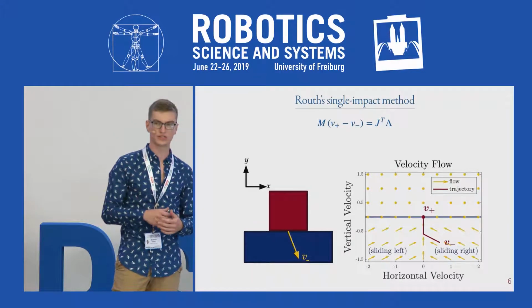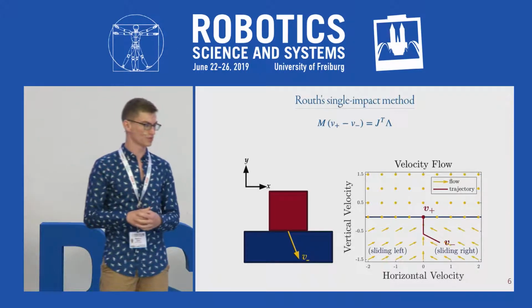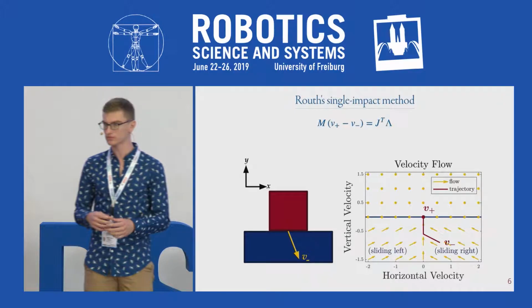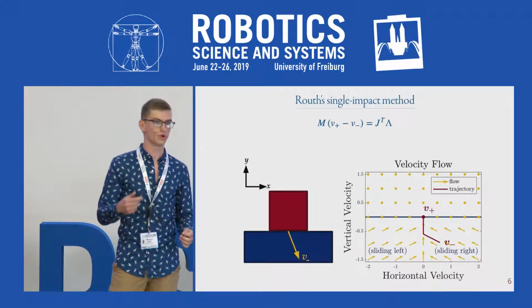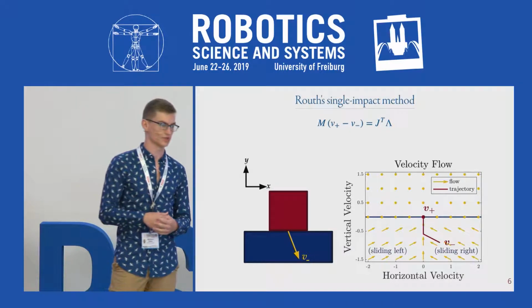For example, we could consider a single block impacting the ground with rightward velocity. We plot the corresponding flow on the right in yellow. We see that for our initial state, it points upwards as normal forces resist penetration, and to the left as friction forces resist sliding.